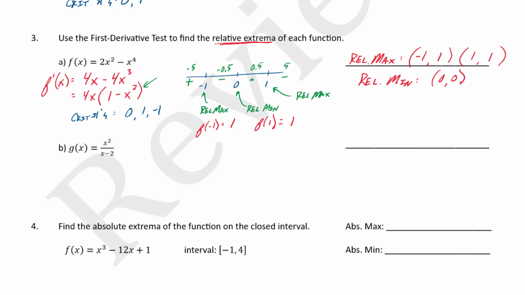So there's my 3 relative extrema for part A. For part B, it's going to be pretty much the same approach. Start with finding the derivative of this. This one happens to be a quotient, so I'm going to have to use quotient rule.